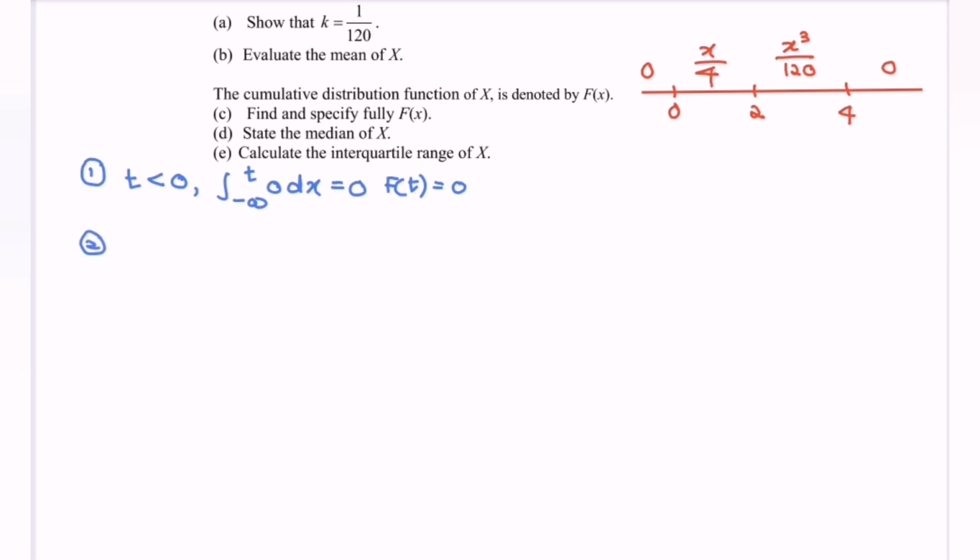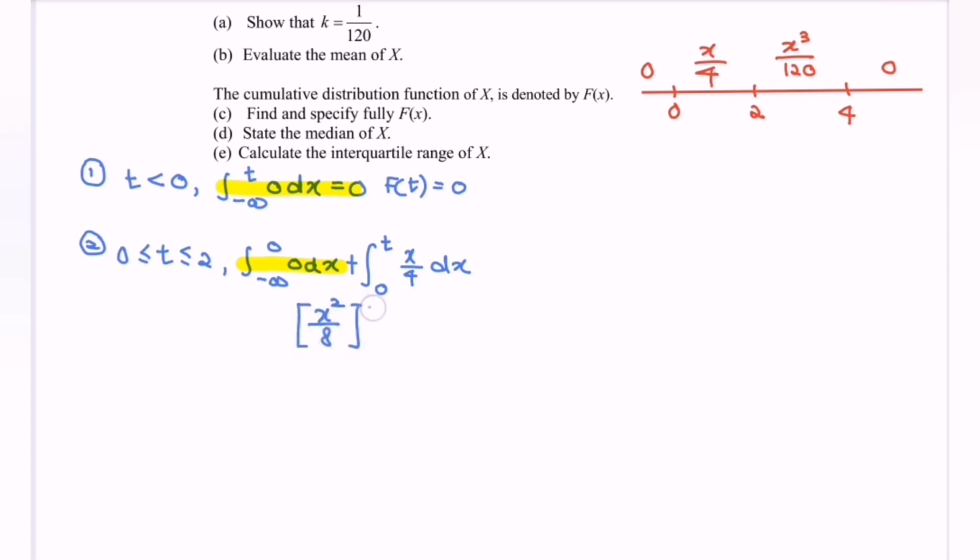Second part, the domain is t greater than or equal to 0, less than or equal to 2. For the function, integrate negative infinity until 0 for the function 0 dx, plus integrate from 0 until t for the function x over 4 with respect to x. As we all know, this part is the same as this part. So the answer will become 0, and then we have x squared over 8, for the limit t and 0. So we have t squared over 8 minus 0. So for this part, our F(t) is equal to t squared over 8.